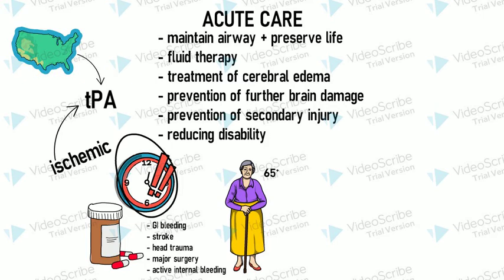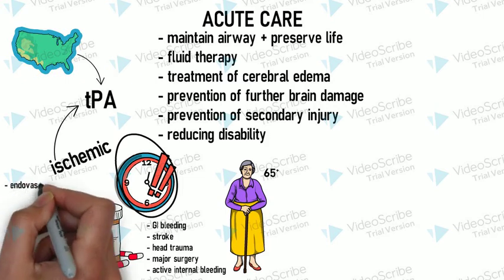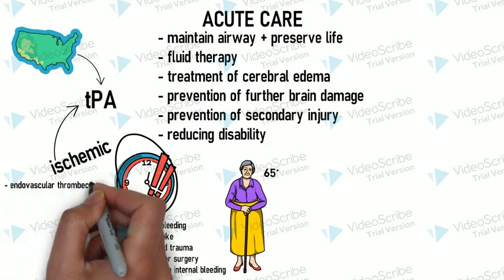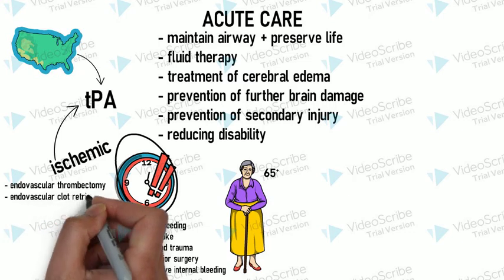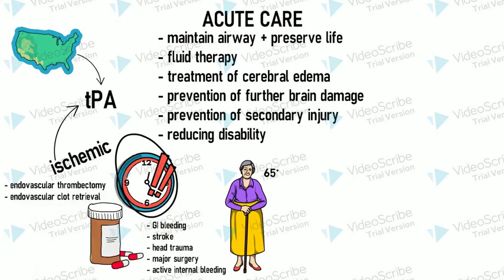Other recommendations for ischemic stroke treatment are endovascular thrombectomy and endovascular clot retrieval. It has been found that endovascular thrombectomy has the potential for successful recanalization in 79% of patients, and 48% of patients are able to be functionally independent at 90 days. That's a big deal.